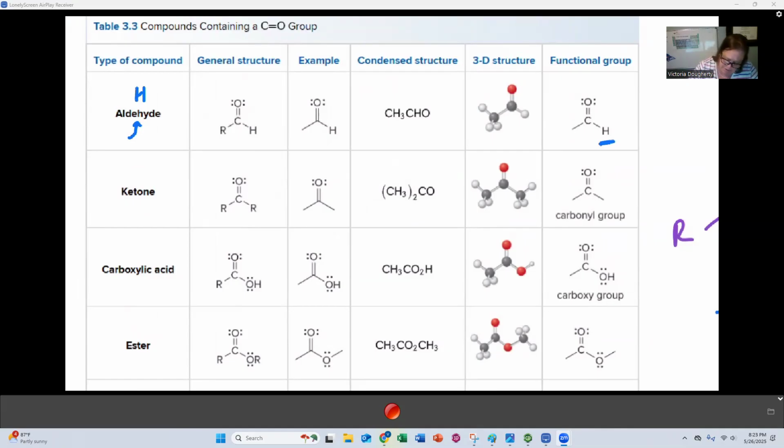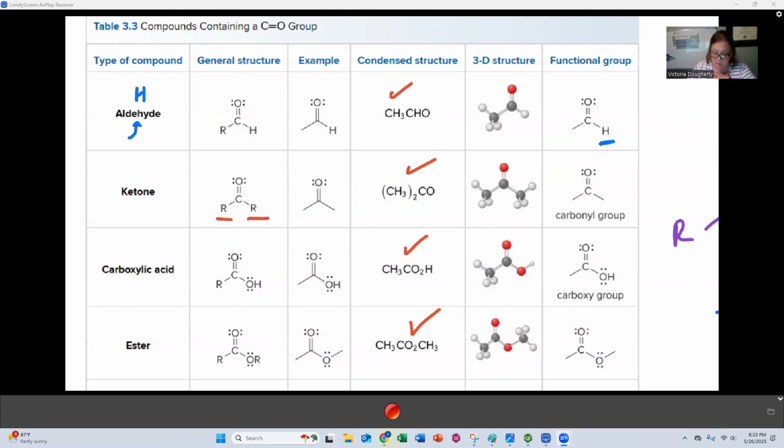Ketones are a little different. Ketones have two R groups flanking that central carbonyl. You need to understand how these condensed structures are abbreviated, because you might see these. Janice Smith uses these a lot. You're going to see these on the ACS final if you hang around for organic 2. If you take the MCAT, the DAT, the PCAT, they use these a lot too.